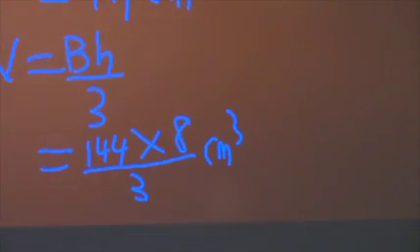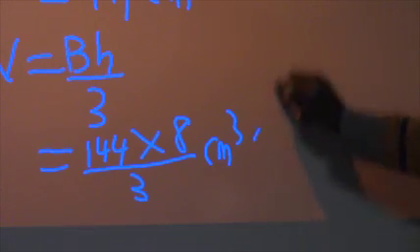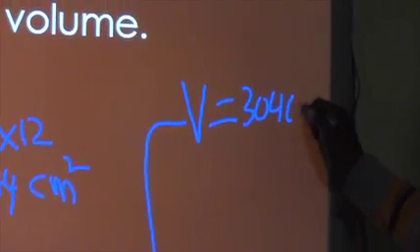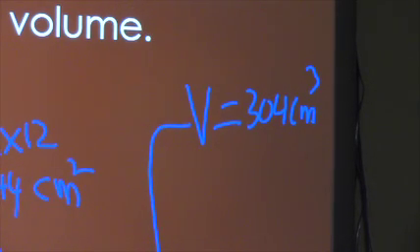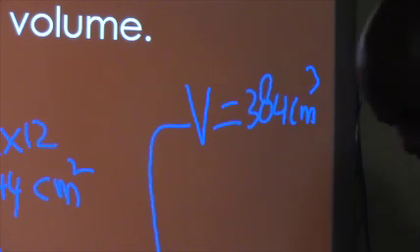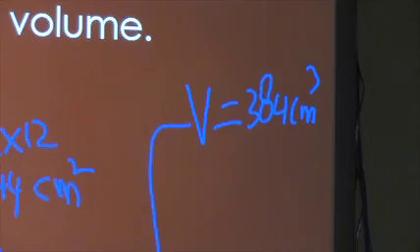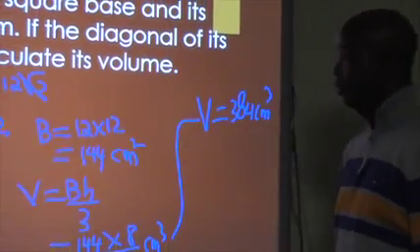So we just need to do that computation here. 144 times 8 divided by 3, which is going to be equal to 384 centimeters cubed. Again, thank you, and this has been the last in a series of 3 videos covering the mensuration section of the West African examination test.